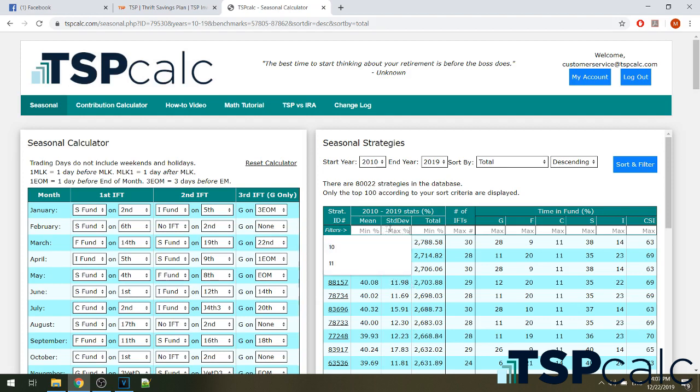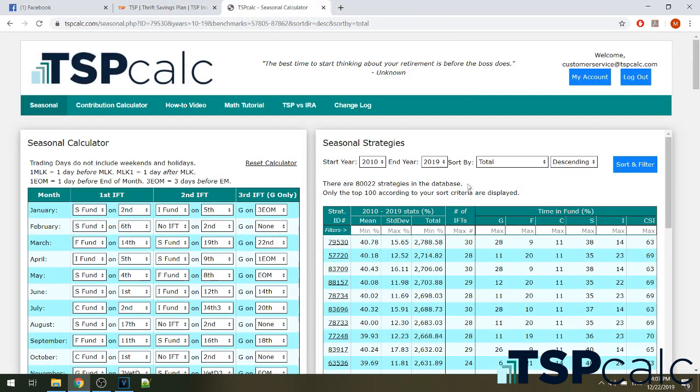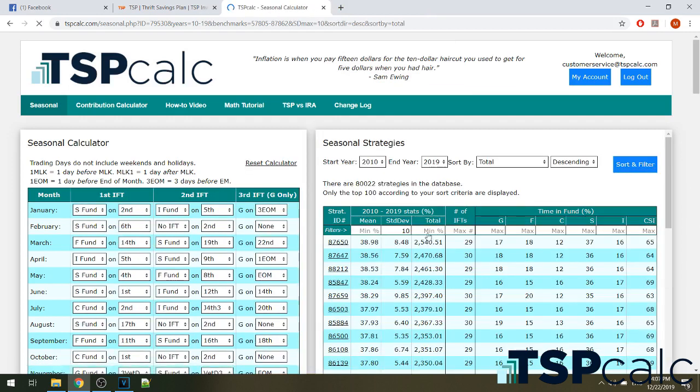See how this is kind of grading with max? What if I type in 10 right there? Sort and filter. So now it's going to show me strategies that have a standard deviation of less than 10%. That is the base criteria for a strategy to be shown in the table. And then all strategies with standard deviations under 10, now it's going to sort by total descending. So this is the highest total compound return, 2010 to 2019, for all strategies that have less than 10%.